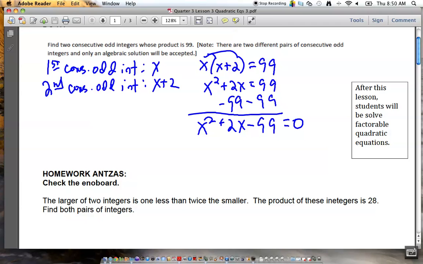So now, using the AM technique, I want 2 numbers that multiply out to negative 99 and add up to 2. Now, Ivy, you're on. Go ahead, step it up. What are they? That's right. So now we factor with x plus 11 times x minus 9 equals 0.